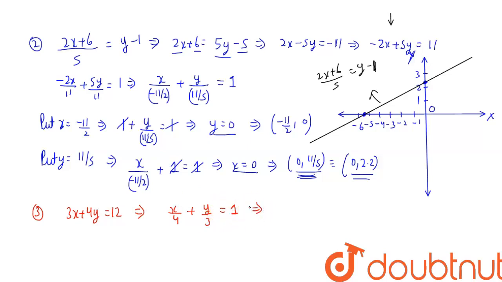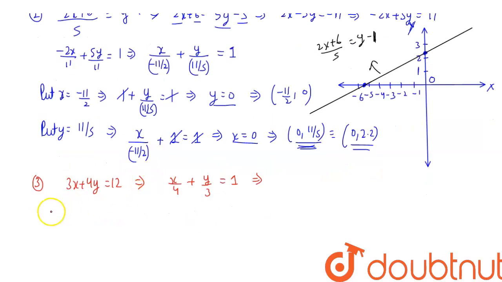Now in this equality, we are going to put x = 4. If we do that, then we get 4/4, that is 1, plus y/3 = 1. So this 1 and this 1 go off, and from here we get the value of y/3 = 0, that is y = 0 into 3, that is 0. So from here we have got one coordinate as (4, 0).